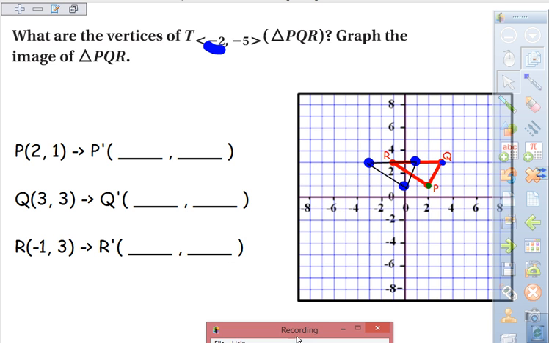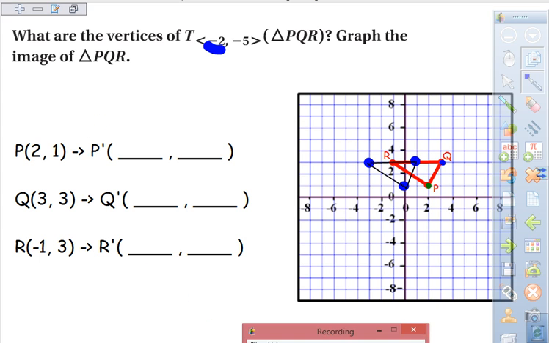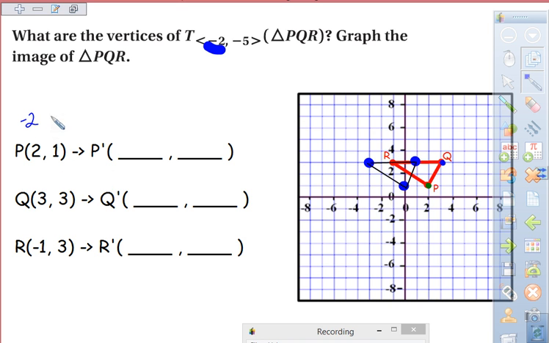If I do it algebraically, I can look at my points. I wrote the coordinates of every point. And now from every x value, I'm going to subtract 2. And then from every y value, I'm going to subtract 5. So 2 minus 2 is 0. 1 minus 5 is −4. So if I double check, P prime, starting at the origin, is 0 backwards 4. Excuse me, 0 up 4.